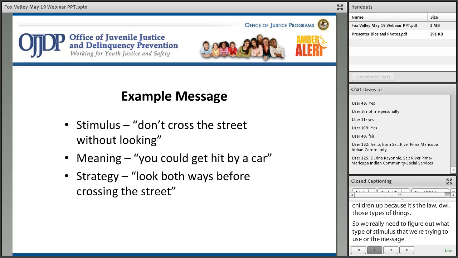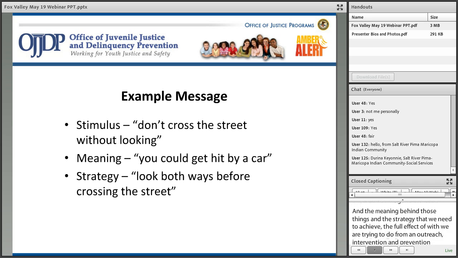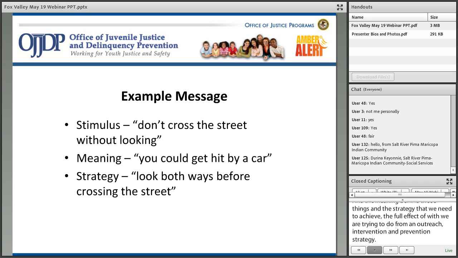So some examples that I have here are the stimulus, for example, with don't cross the street without looking, which is something we tell our kids. We've been told, I tell my grandkids.